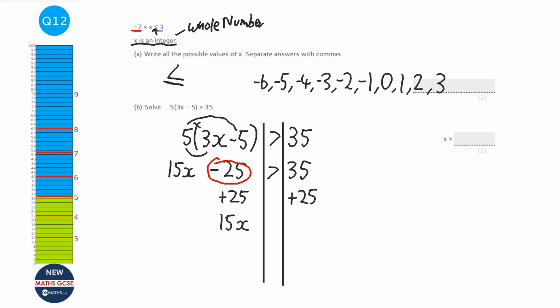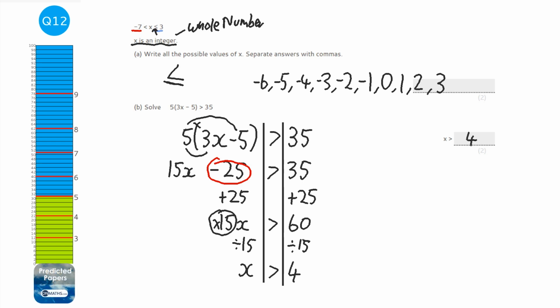So we're left with 15x on this side. And 35 plus 25 will be, well, 5 plus 35 is 40. 40 plus 20 is 60. Now, to get rid of this times 15, we need to divide both sides by 15. So that will get rid of the 15 there. And how many 15s in 60? Well, 2 times 15 is 30, so it would be 4. Now, be really careful not to accidentally put any equal signs in your answer, and especially this bit here. So it's x is greater than 4.